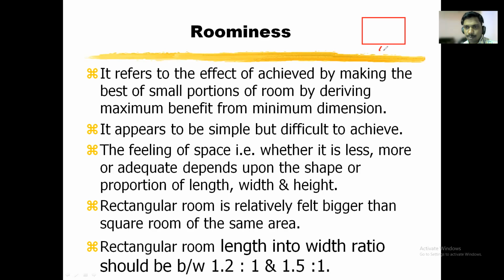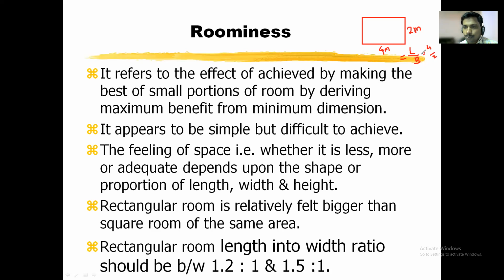Consider here the length of the room is 4 meters and the width of the room is 2 meters. Then the length to width ratio will be L divided by B, which is 4 divided by 2, nothing but 2. So we have to maintain it in between 1.2 to 1.5, not more than that or less than that.